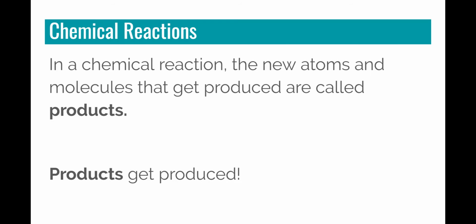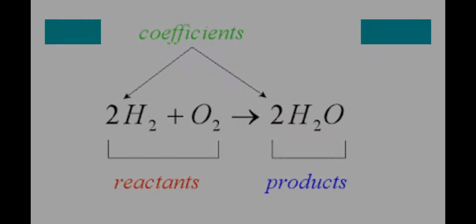Then we've got the products. So, like I said, a chemical reaction is when a bunch of chemicals come together and interact. A bunch of bonds get broken, the atoms all rearrange, and you get some new stuff. That new stuff is called the products. The products are what get produced at the end of a chemical reaction. So again, reactants are what do the reacting, products are what get produced.